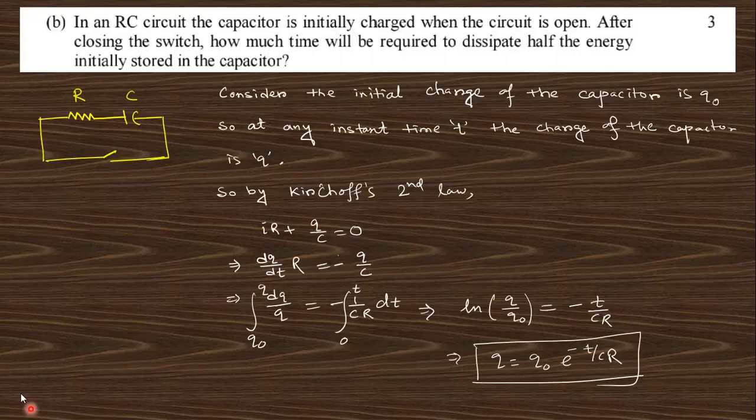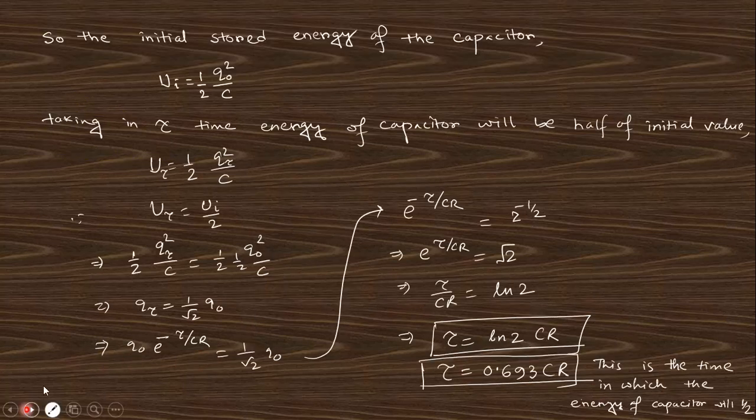Next one, in an RC circuit, the capacitor is initially charged when the circuit is open. After closing the switch, how much time is required for the energy to dissipate to half its initial value? So from Kirchhoff's law, you can say the voltage will be IR, and this is Q by C, and the total voltage is 0. So finally you get this discharging charge.